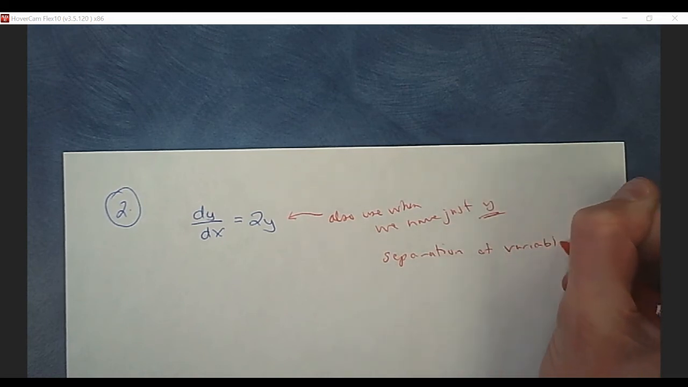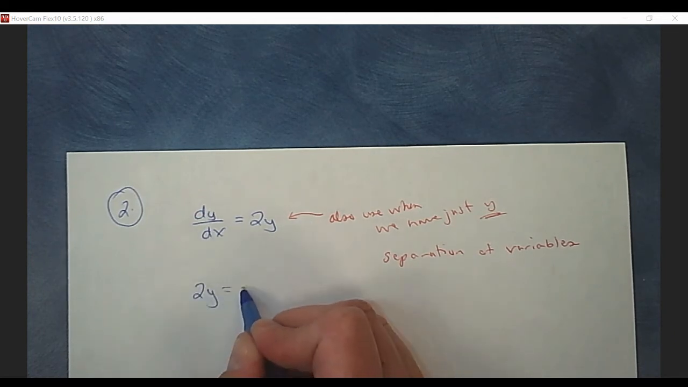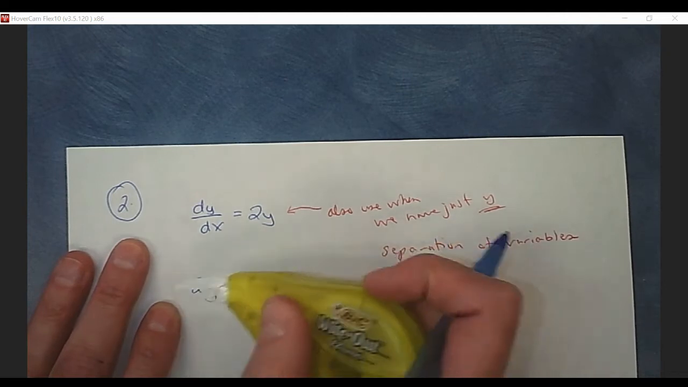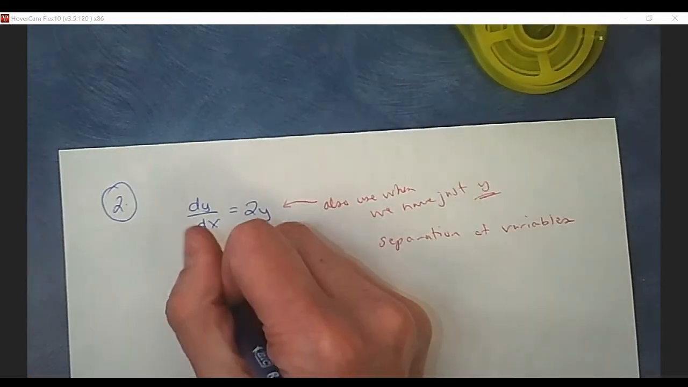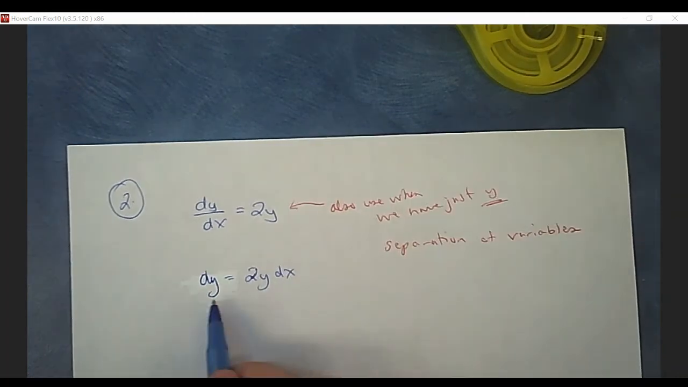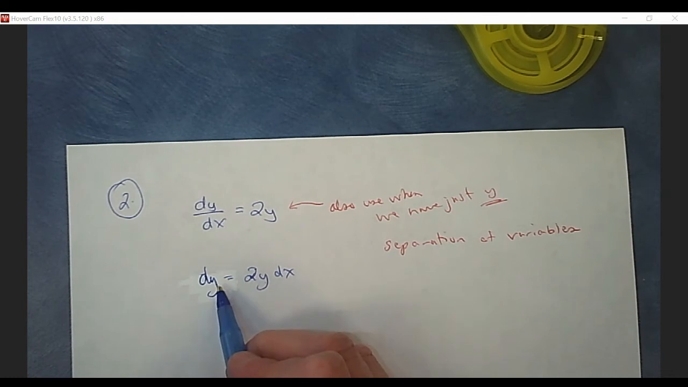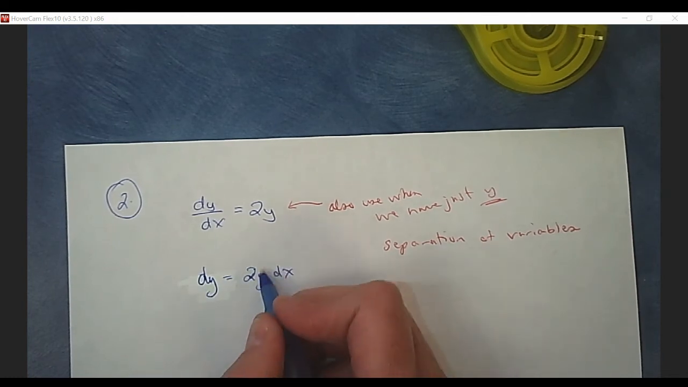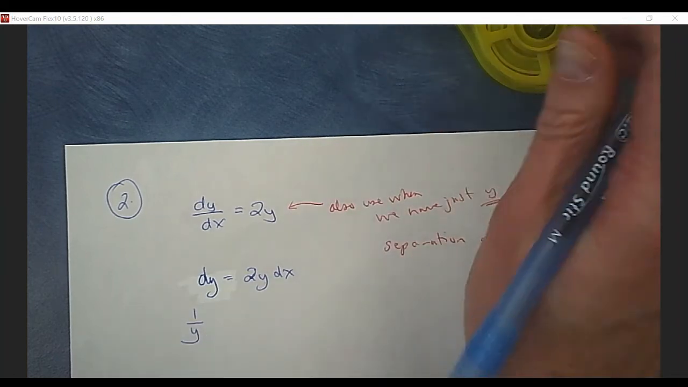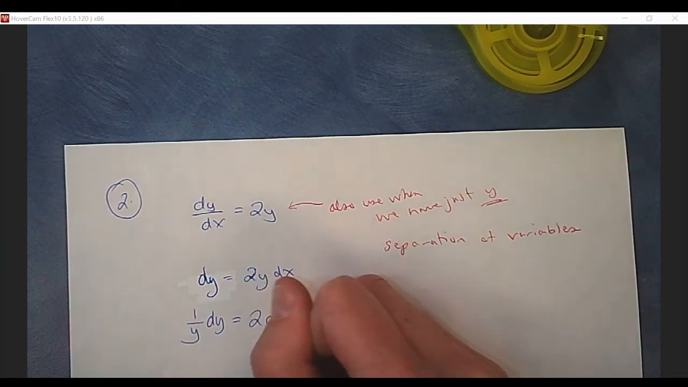So following the same process as last time, my first step is to move dx to the other side. Oops. Let me get my white out. So I'm going to have dy on the left-hand side. I have 2y dx on the right-hand side. And then what I want to do is get anything that involves a y to the left-hand side and anything that involves an x to the right-hand side. So I'm just going to slide this y over here. And when I divide by y, it's going to end up as 1 over y times dy equals 2 dx.